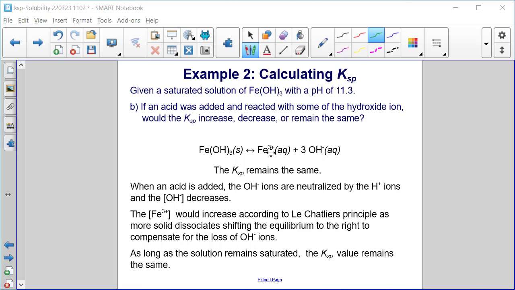The iron concentration would increase according to Le Chatelier's principle as more solid dissociates, shifting the equilibrium to the right to compensate for the loss of hydroxide ions. As long as the solution remains saturated, the KSP value remains the same.